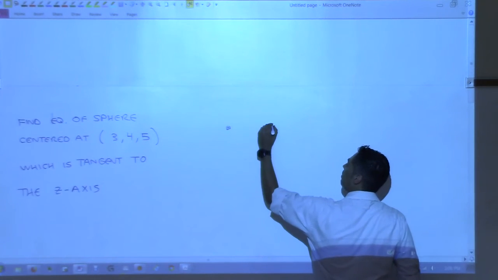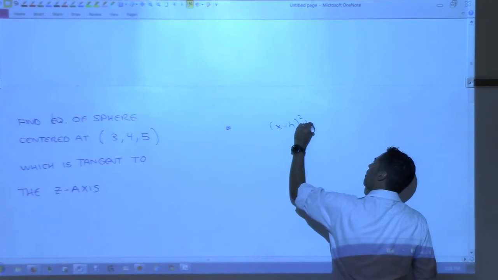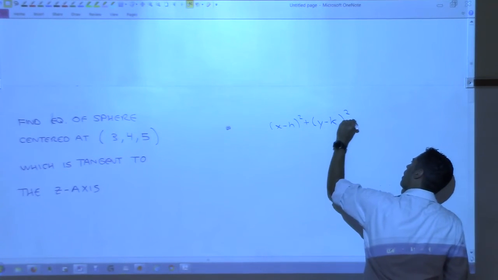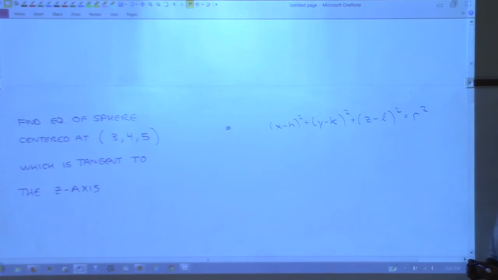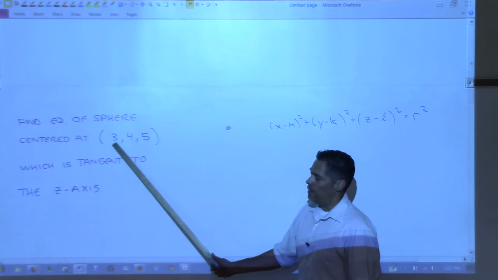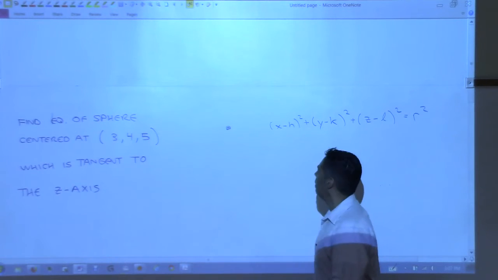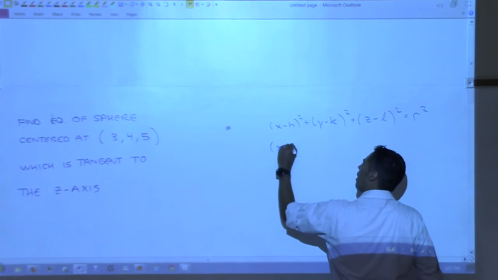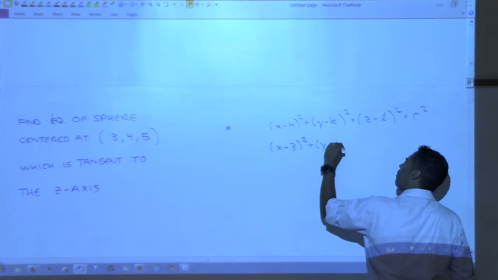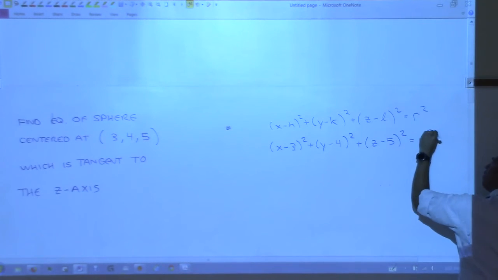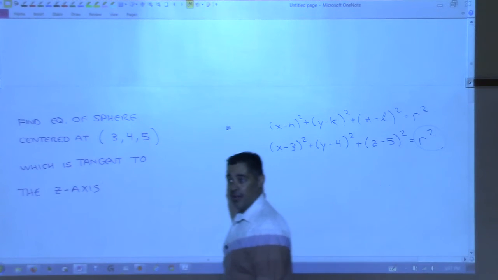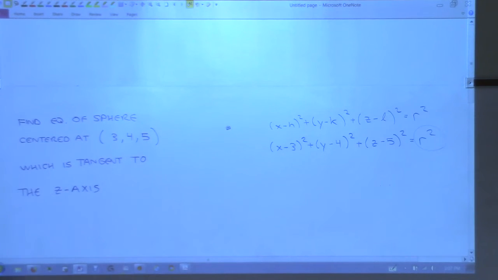Well, we know that the equation of any sphere is x minus h squared plus y minus k squared plus z minus l squared equals r squared. Do we know any of this yet? Yes, we know actually a lot of it. We know h, k, and l. So up to this point we know x minus 3 squared plus y minus 4 squared plus z minus 5 squared equals r squared. So the only thing we don't know is the radius. So it makes sense now for us to go after the radius.